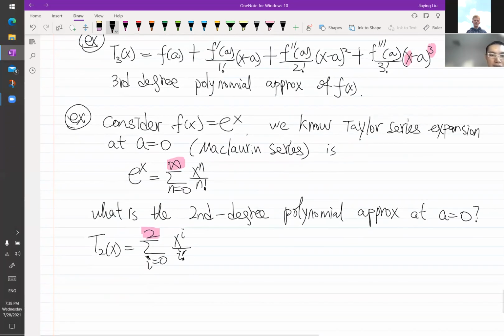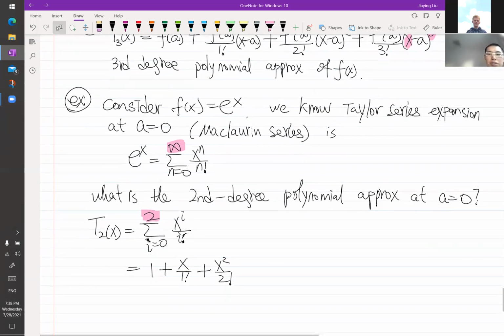And if we expand this, we put 0 in there. So we get x to the 0 divided by 0 factorial, so that's a 1. And then when we put 1 in there, we get x over 1 factorial. When we put 2 in there, we get x squared over 2 factorial. We can't put 3 there because I stops at 2. So that's the second degree polynomial approximation.